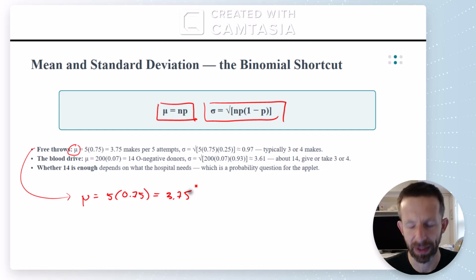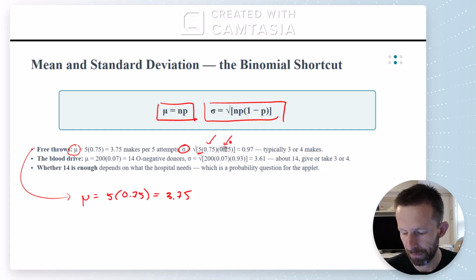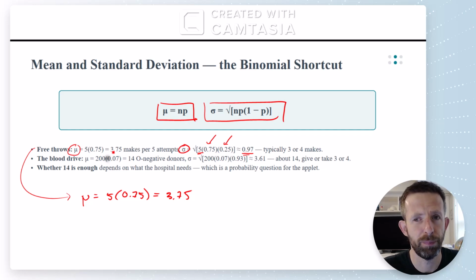That's the expected value. The standard deviation is the square root of n times p times 1 minus p. So in this case, my n would be 5. My probability of success is 0.75. My probability of failure is 0.25, so 0.97. So on average, out of 5, she hits 3.75 plus or minus 1 free throw.